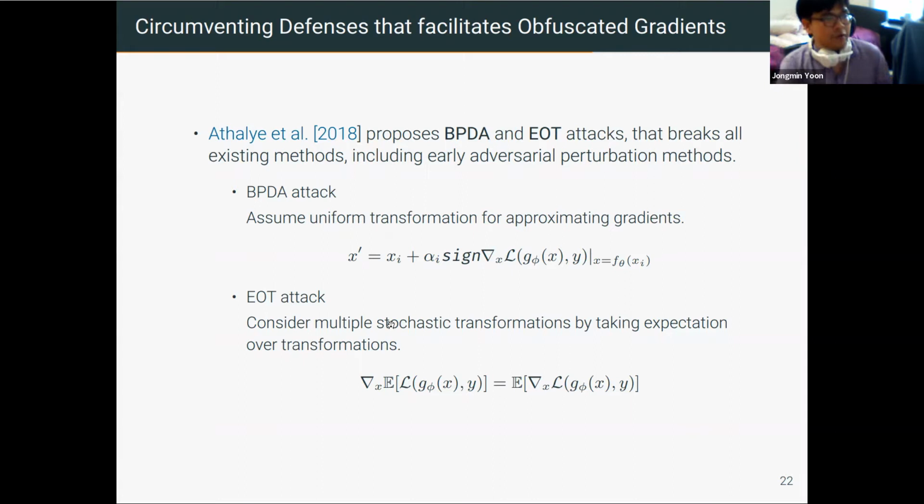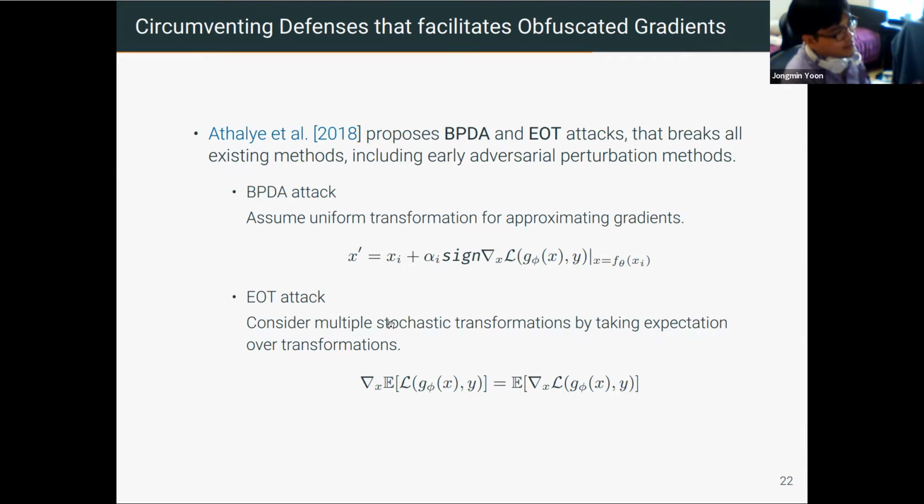The first is the BPDA attack. BPDA attack assumes some non-differentiable part of the network, for example, some non-linear, non-differentiable transformation, or in our case, the noises, and then approximates the gradient of this part to be the identity. Then the previously non-differentiable network becomes differentiable. By making this differentiable, we can make a PGD-like attack for the stochastic network.